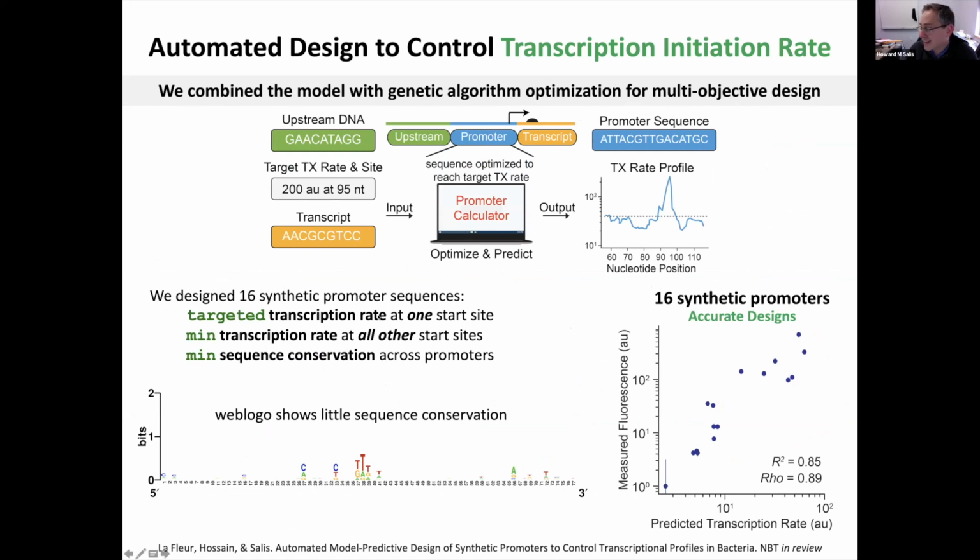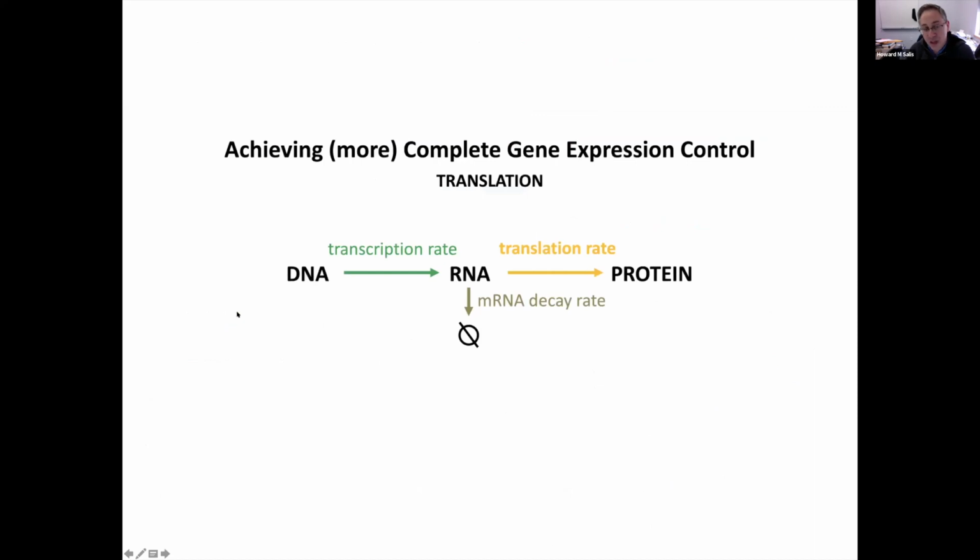So we can of course use computational design with the model, and we can design promoter sequences with targeted transcription rates. We designed 16 different synthetic promoters, making sure that all of their sequences were very dissimilar. And we can see that, yeah, we were able to accurately predict the transcription rates of those 16 different promoters across a very wide scale. Okay, so that is our new promoter calculator.